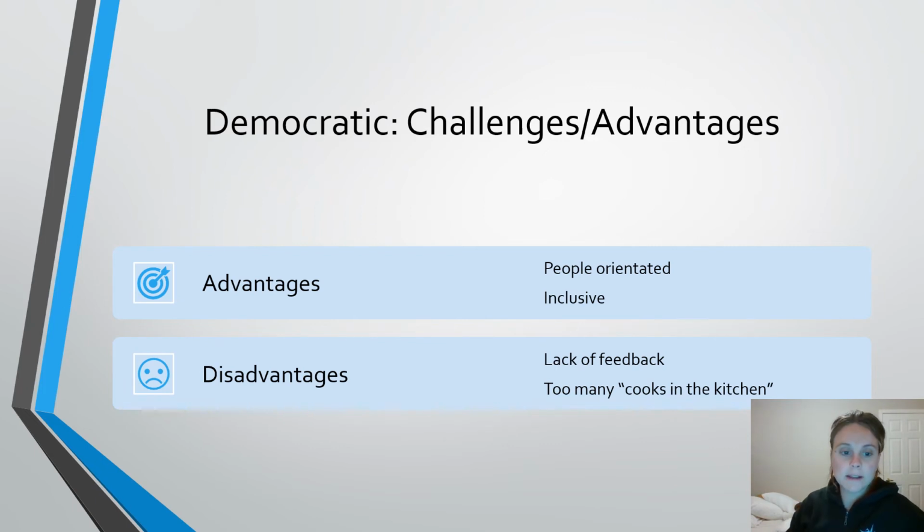So, a democratic leadership style, challenges and advantages. A democratic leadership style is definitely more people-oriented and includes the members of the team in all processes. This will in turn create an environment that generates success in relationships, employee satisfaction, and it is inclusive to all members of the team.